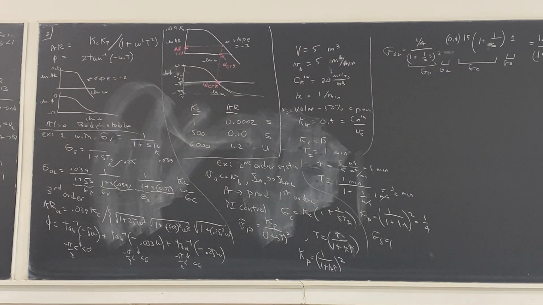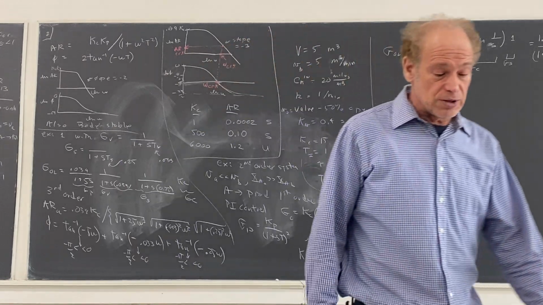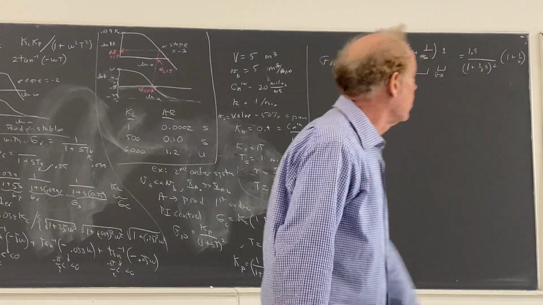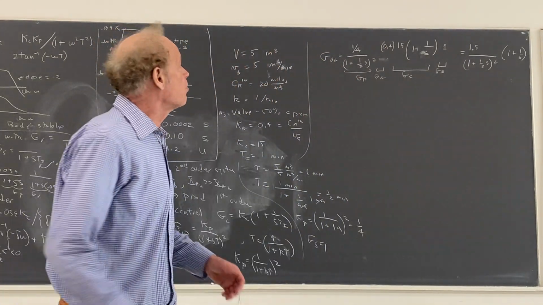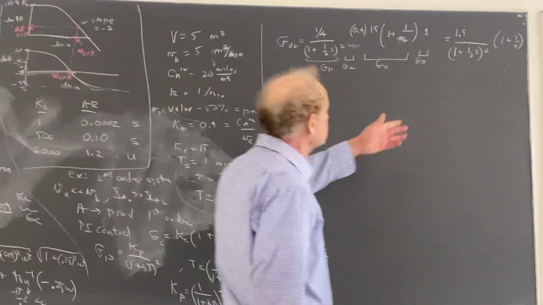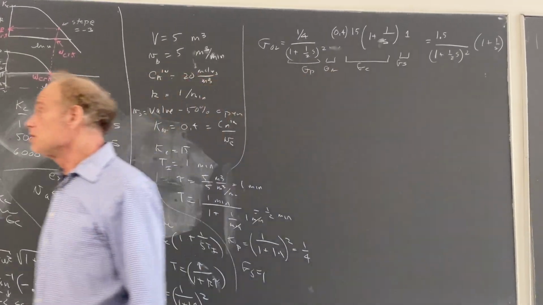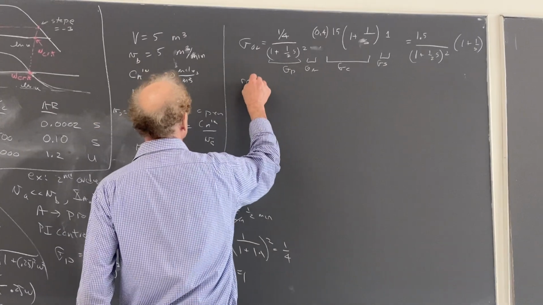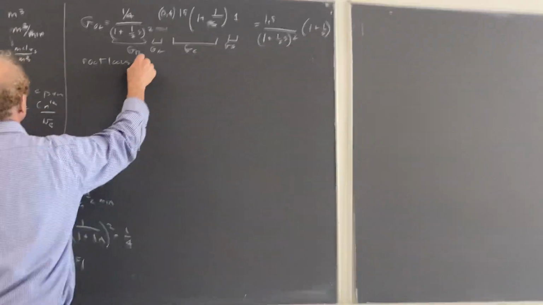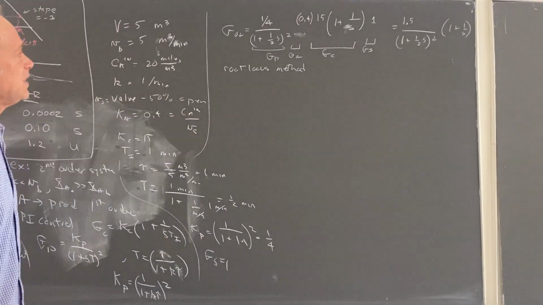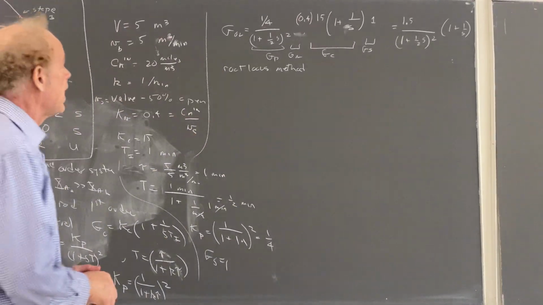Or what I can do right now, I could do it the Bode stability method, or I can just calculate, since I only have no parameters here, I can just use the root locus. So let's use the root locus, because it's really easy here. I'm just going to get a polynomial in S.